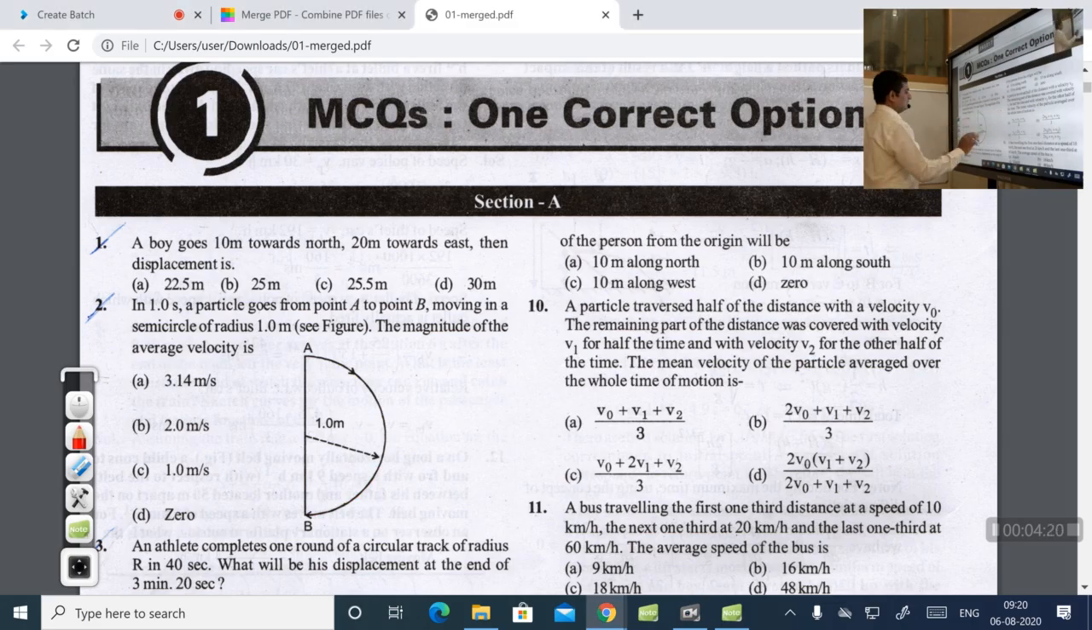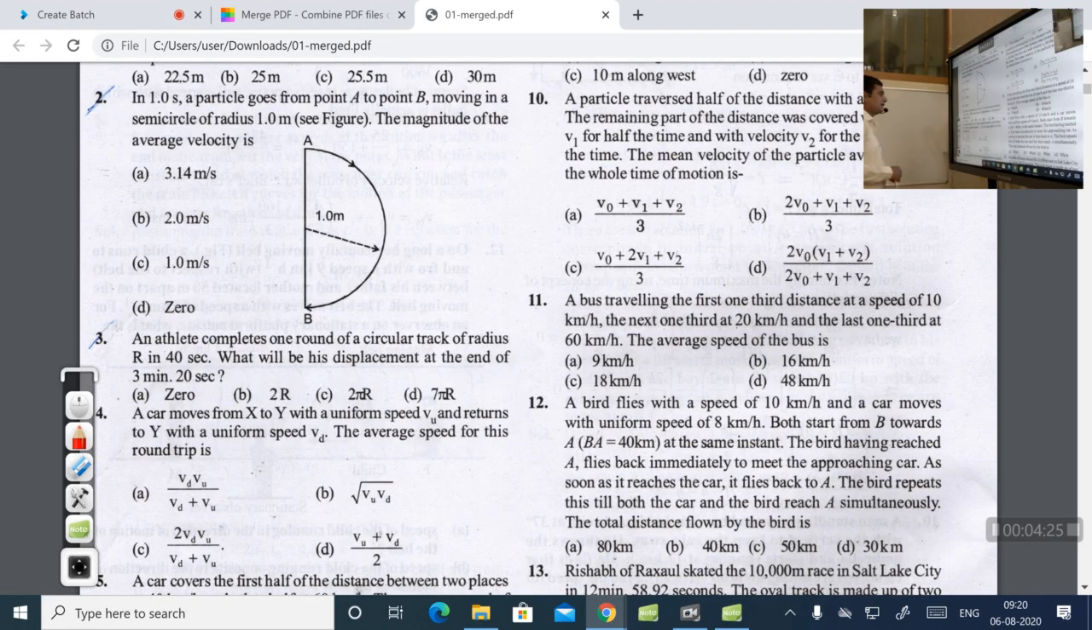Third one: an athlete completes 1 round of a circular track of radius r in 40 seconds. What will be his displacement at the end of 3 minutes 20 seconds? For completion of one round, he needs 40 seconds. Now 3 minutes 20 seconds means 200 seconds. For 200 seconds, you can calculate how many rounds he will complete: 200 divided by 40. I think it's very easy, you can easily do it.